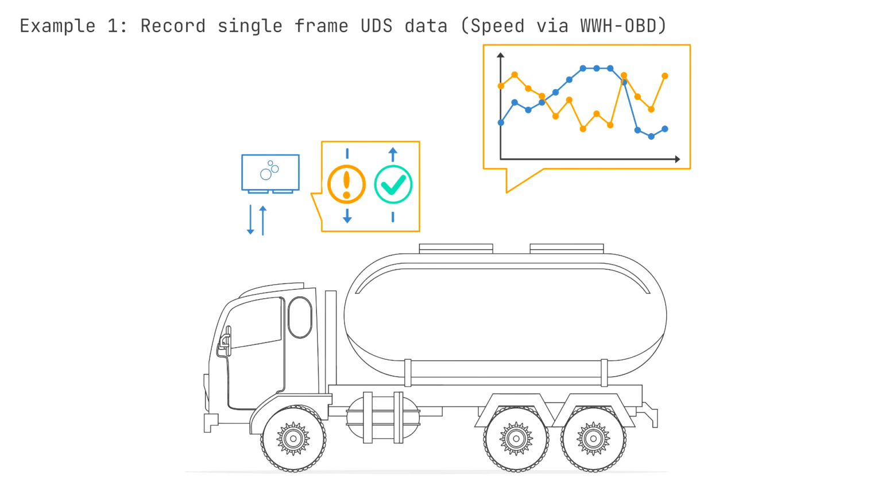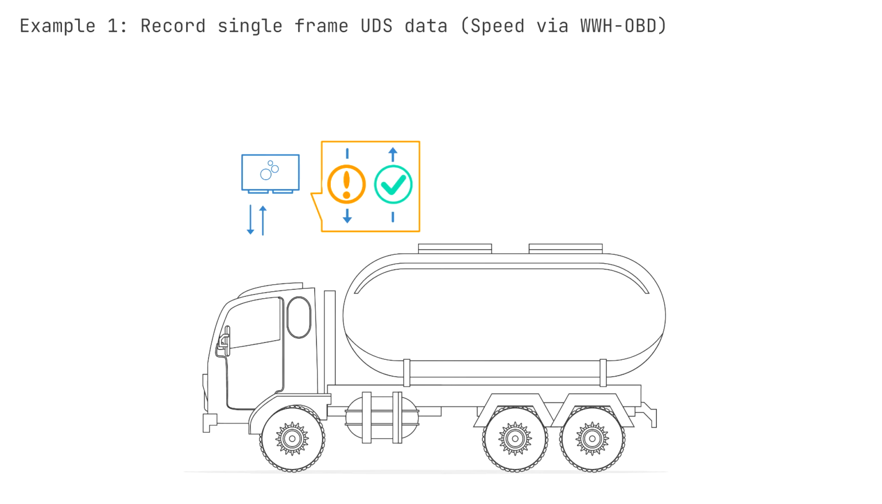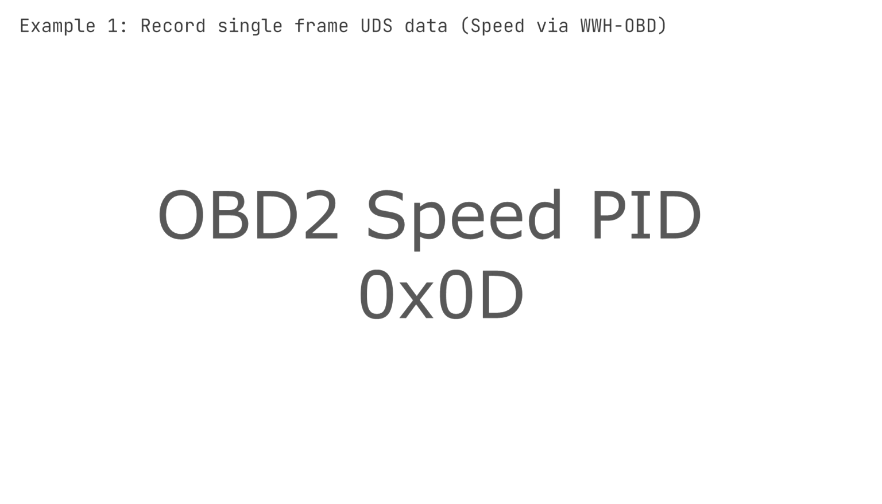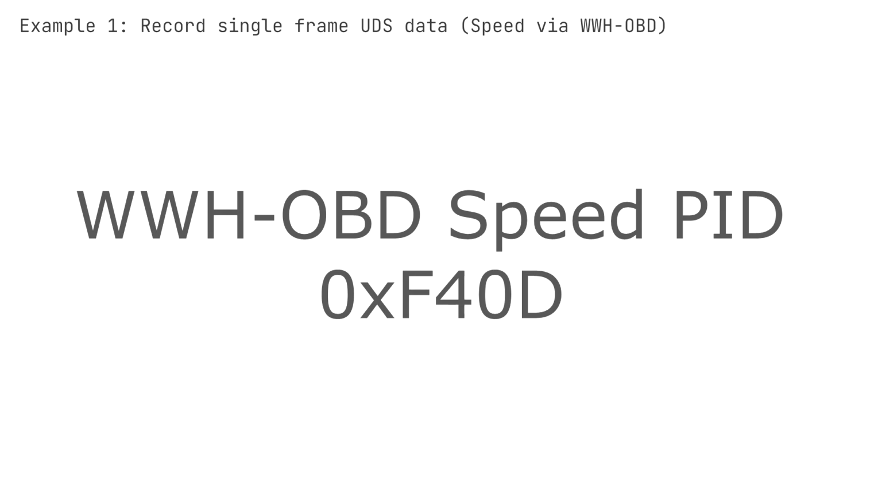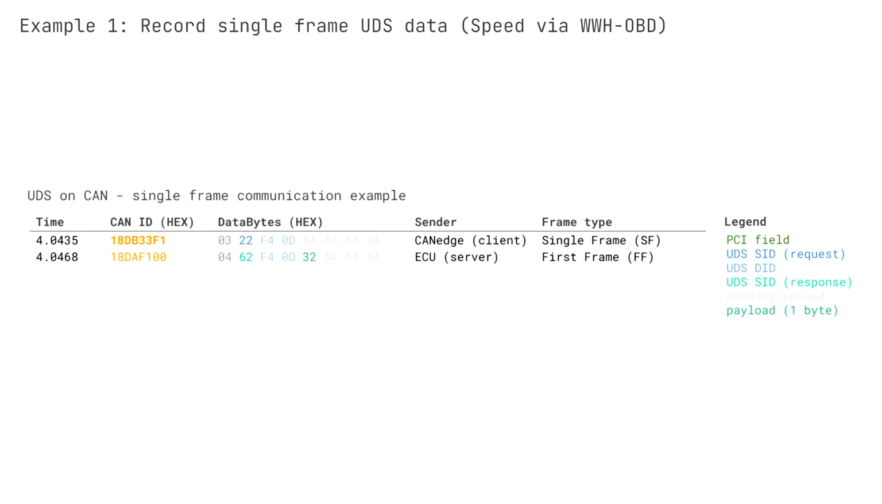However, under WWH-OBD, the OBD2 PIDs are replaced by the WWH-OBD2 DIDs. For Service 1, WWH-OBD PIDs are equivalent to the OBD2 PIDs, except that F4 is added in front. To request WWH-OBD vehicle speed, we will use the UDS service 22, read data by identifier, and the data identifier F40D, resulting in the illustrated communication flow.